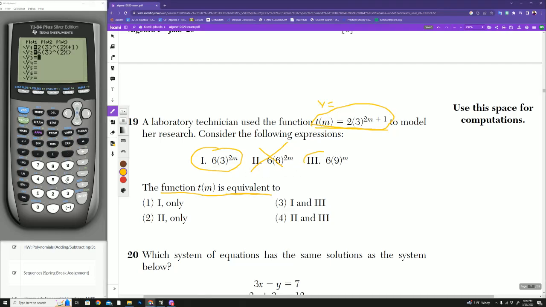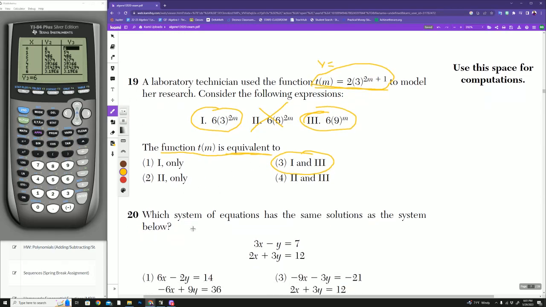We have 6 times 9, close parentheses, to the m power, I'm going to do to the x power, and now let's check that table. So option 1 and option 2, we know it's equivalent. Now let's look at here, 6, 54, 486, 4,374. They're equivalent. So options 1 and 3 are equivalent. So the answer is number 3.